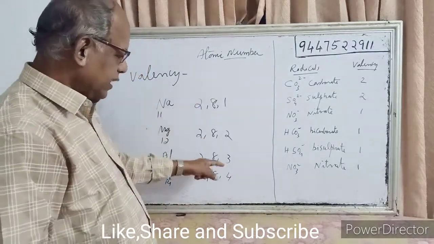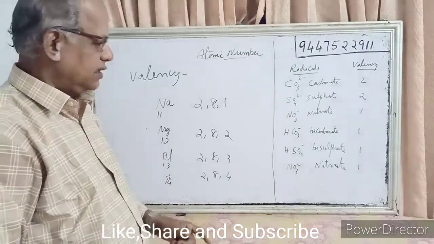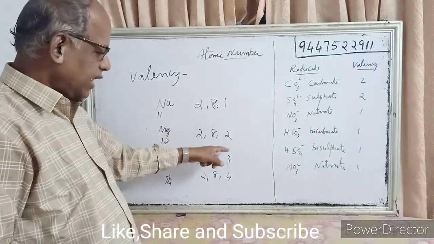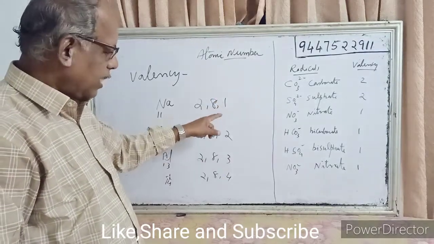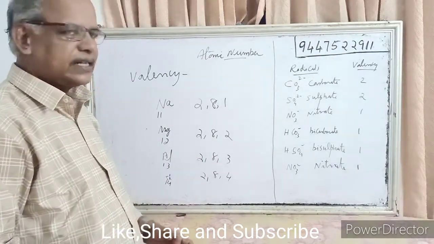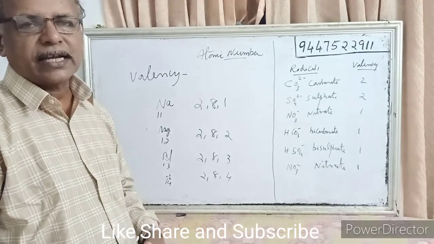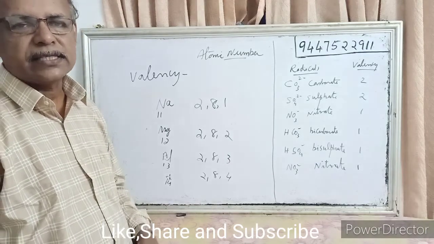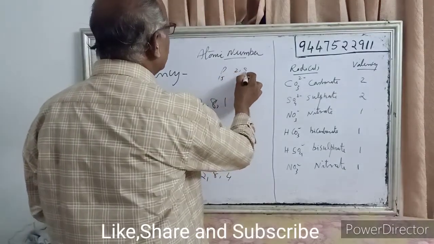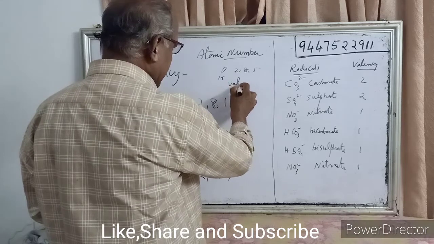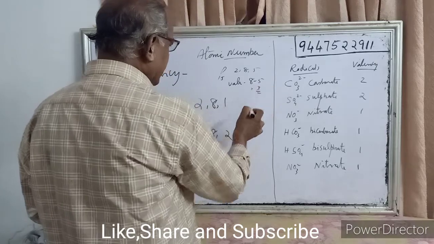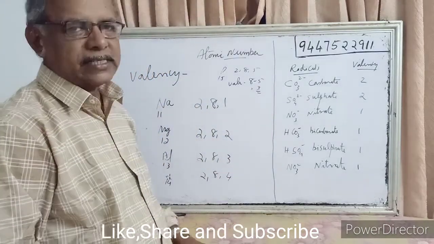The outermost electrons are called valence electrons, because you determine the valency using the valence electrons. If the outermost shell contains up to 4 electrons, the valency is the same as the number of valence electrons. But if the atom contains more than 4 electrons, valency can be determined by 8 minus valence electrons. For example, phosphorus is 2, 8, 5. So valency is 8 minus 5, that is 3.